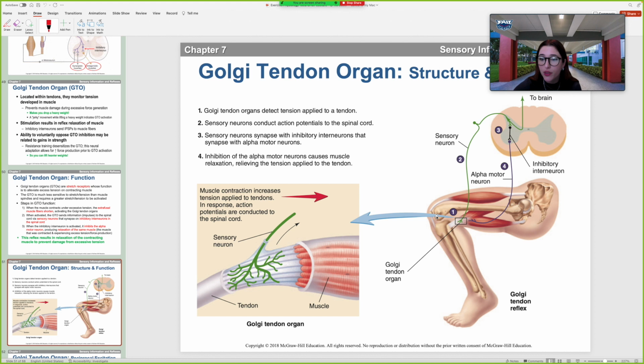So if you think about it, this and the muscle spindle are kind of like a negative feedback mechanism, right? Too much tension, okay, let's get rid of that tension and relax the muscle.